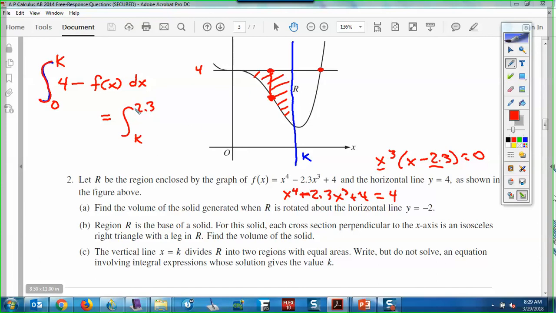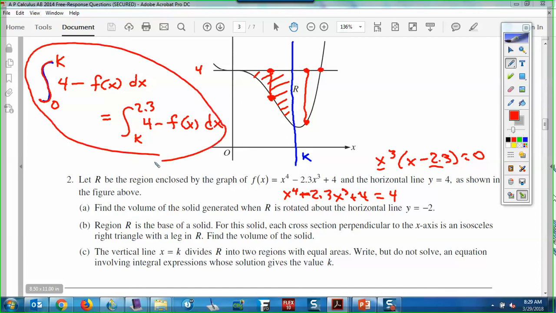So from k to 2.3, and then it's the same thing, isn't it? It's top minus bottom. So it's 4 minus f of x. Same minimum. But there you go. That's all they want. And if this is a calculator one and they said to solve, you can just type that in and solve.